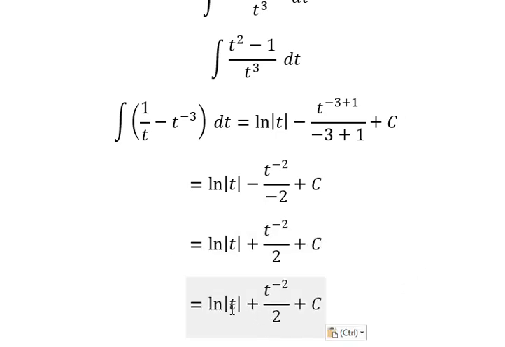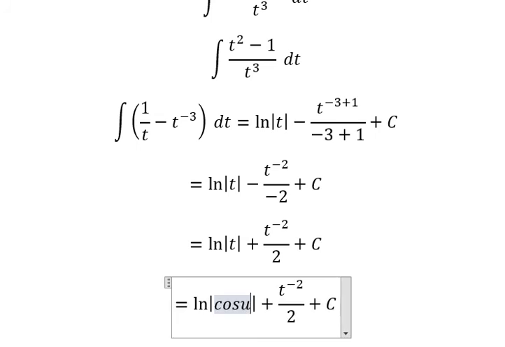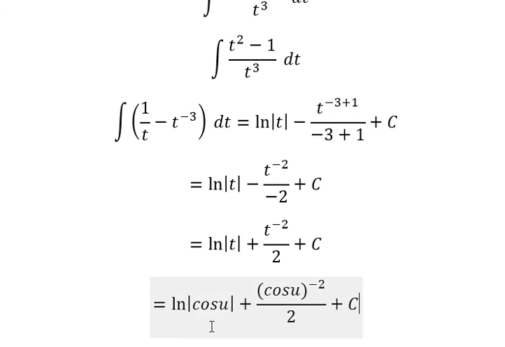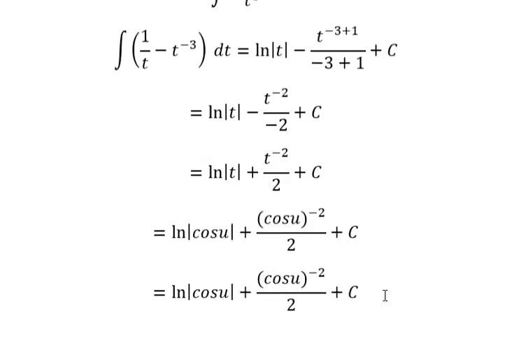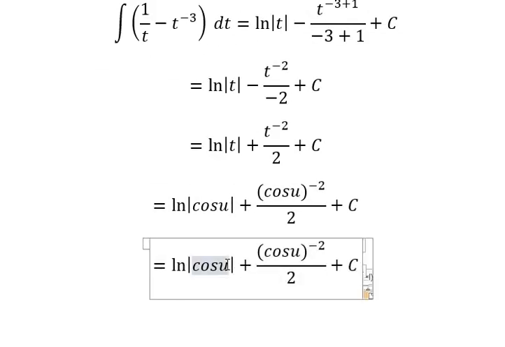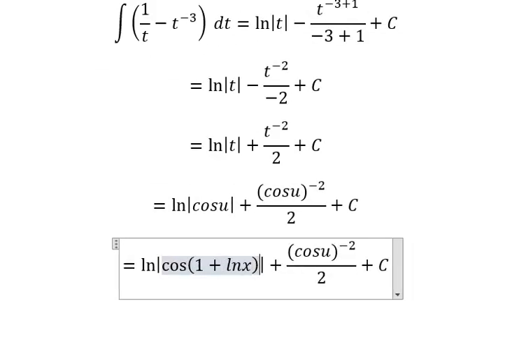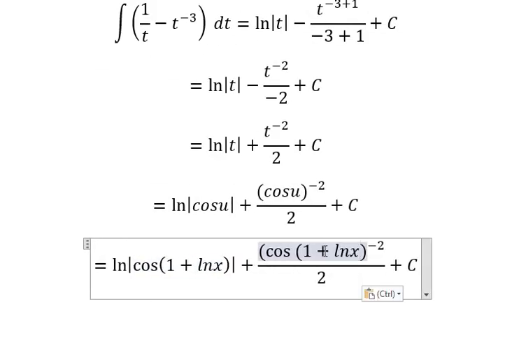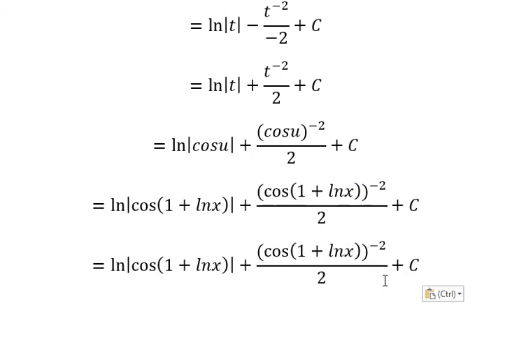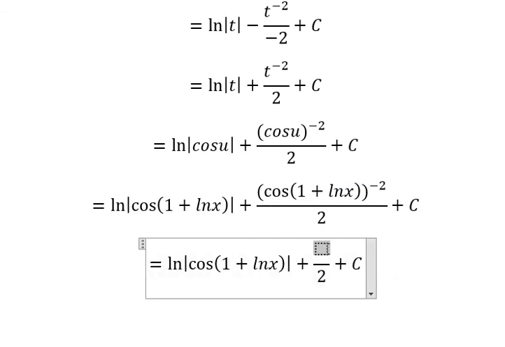For t, that is cosine u. For u, that is 1 plus ln x. So this one we can put like this.